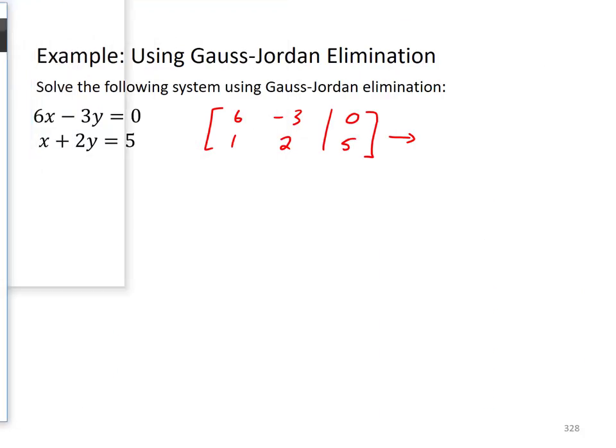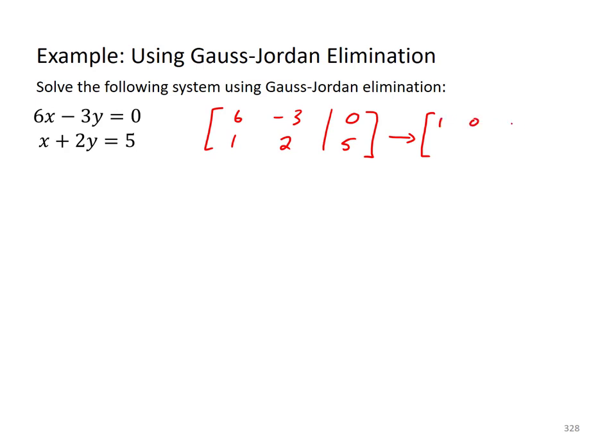Now as we can see, the reduced row echelon form of that matrix has a first row of 1, 0, 1, and a second row of 0, 1, and a constant of 2. This corresponds to x equals 1, y equals 2, or the ordered pair, parentheses 1, 2, close parentheses.